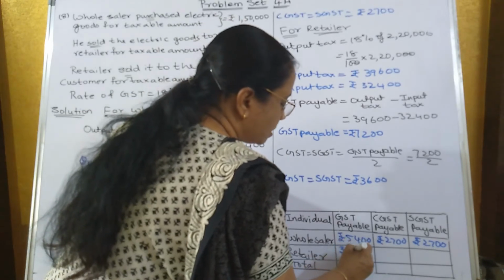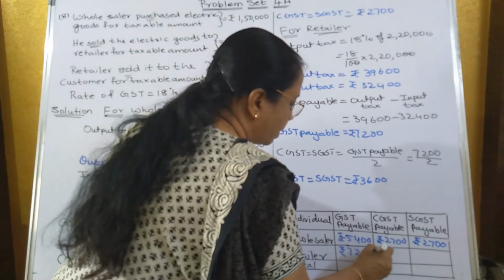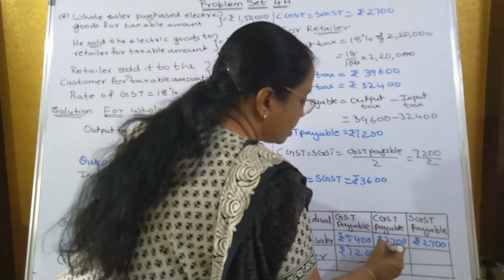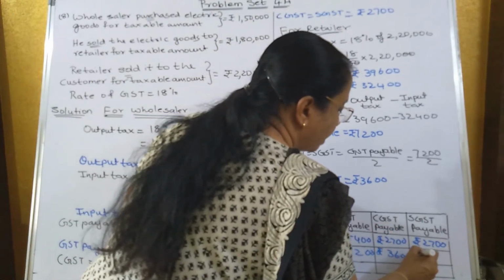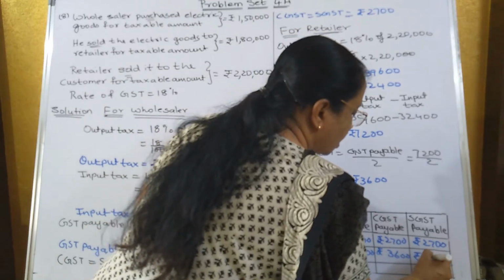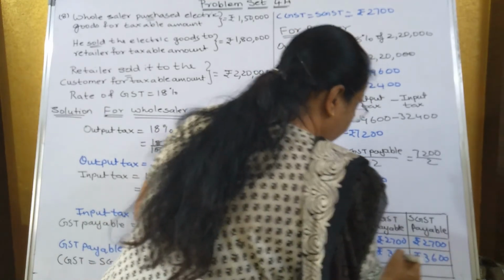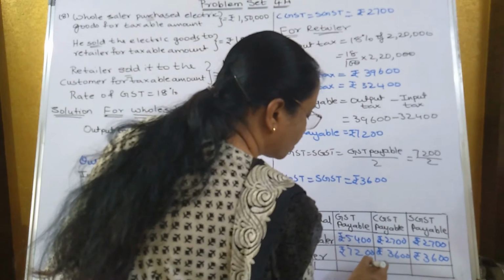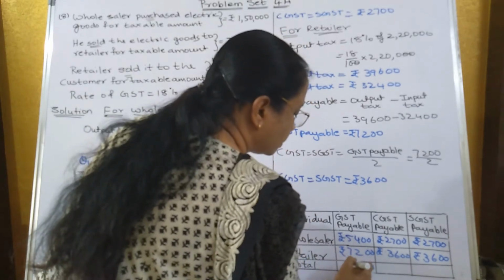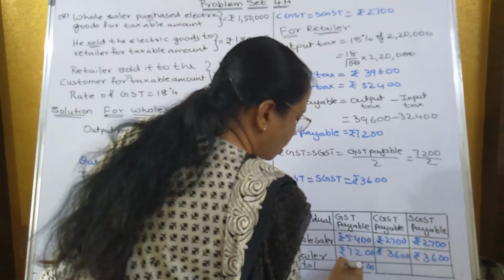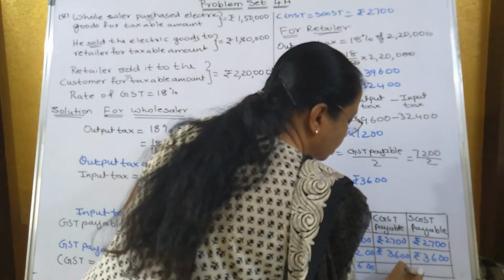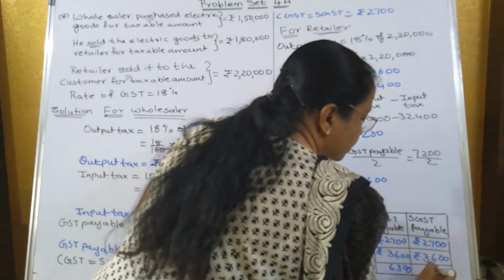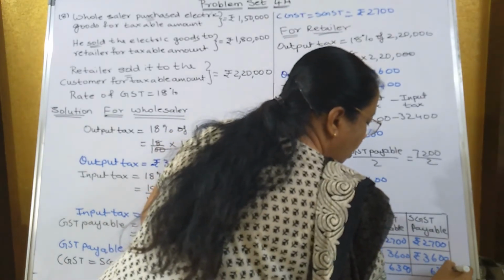So retailers GST payable is equal to how much? Rupees 7,200, and CGST is how much? 3,600, and SGST is also same thing, 3,600. Now find the total. 12,600, and here it will be how much? 6,300.